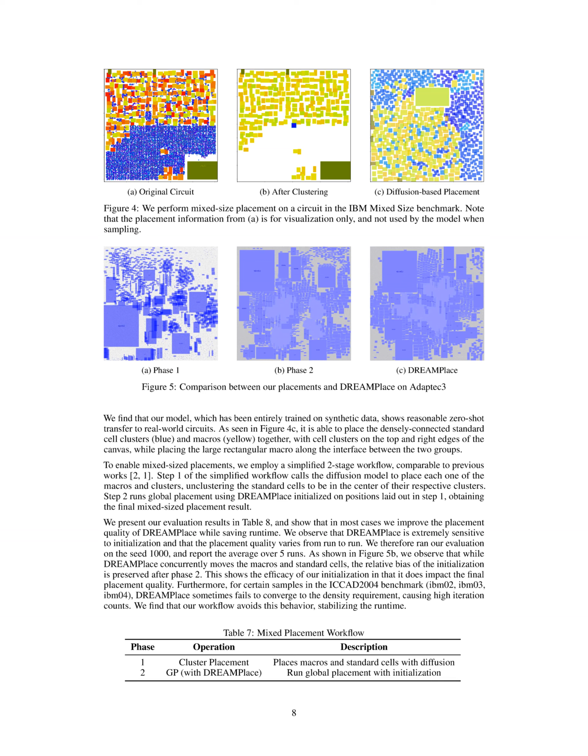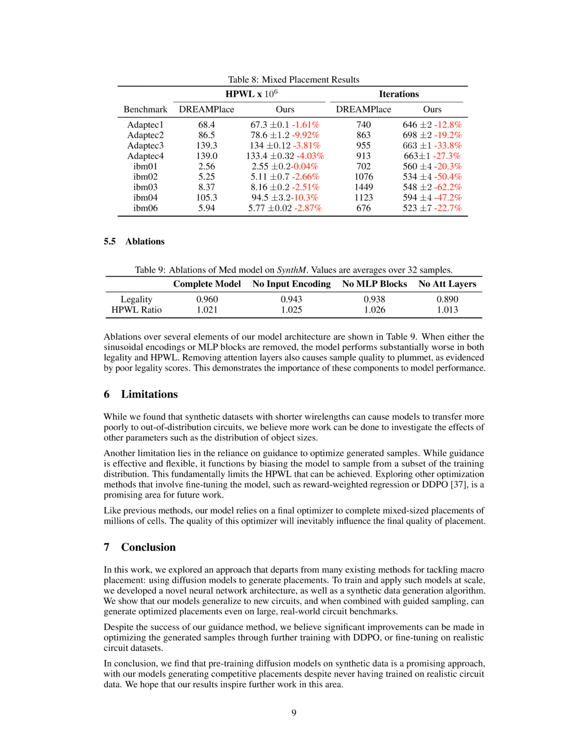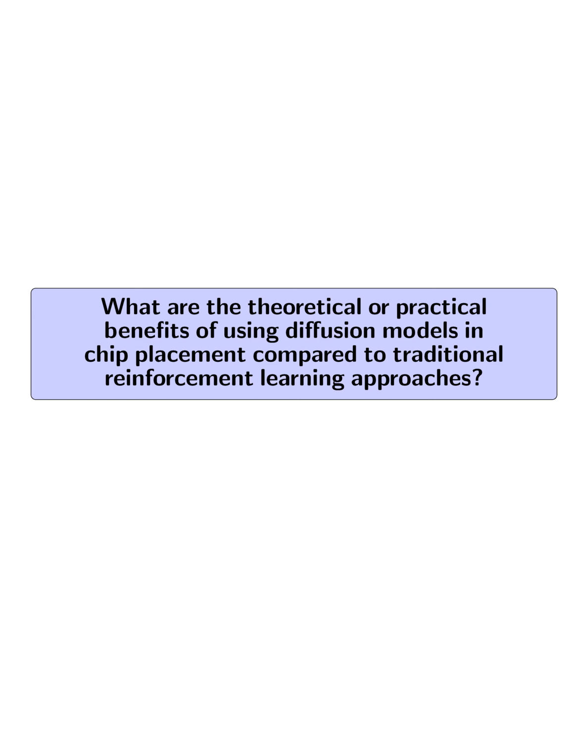The final mixed-size placement result is obtained through a two-stage workflow involving the diffusion model and DreamPlace for global placement. Ablations over model elements demonstrate the importance of components like sinusoidal encodings and attention layers for performance. The method addresses limitations such as the transferability of models to out-of-distribution circuits and the reliance on guidance for sample optimization. What are the theoretical or practical benefits of using diffusion models in chip placement compared to traditional reinforcement learning approaches?